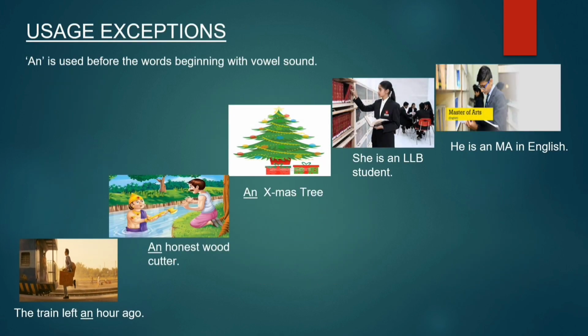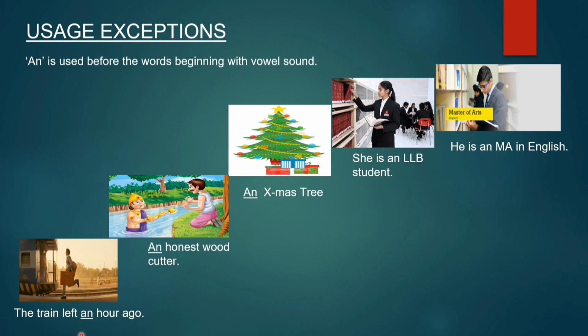Children, as mentioned, the rules for using a and an can be tricky because some words start with a consonant but do not start with a consonant sound. The same is true of some words that start with a vowel. An is used when the words begin with a vowel sound, regardless of whether the first letter is a vowel or consonant. So look at these sentences. The train left an hour ago. An honest woodcutter, an Xmas tree. She is an LLB student. He is an MA in English.